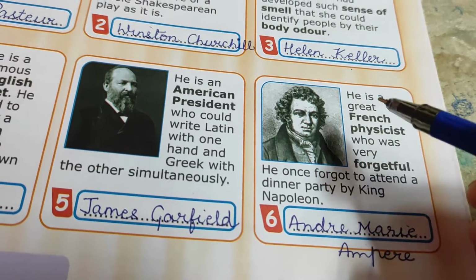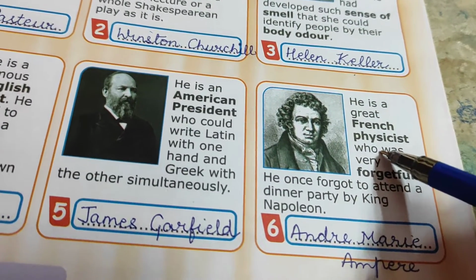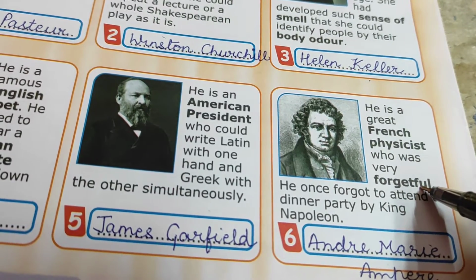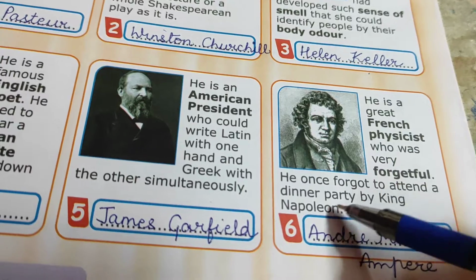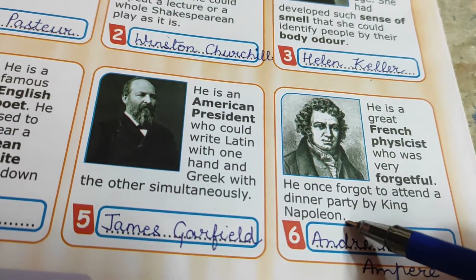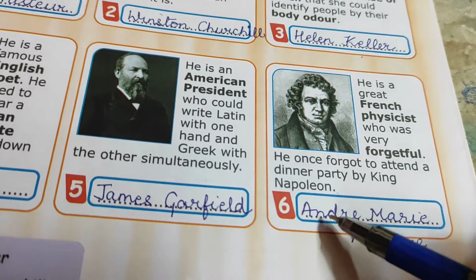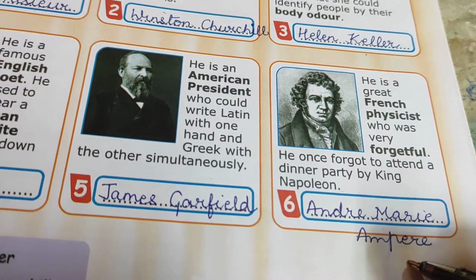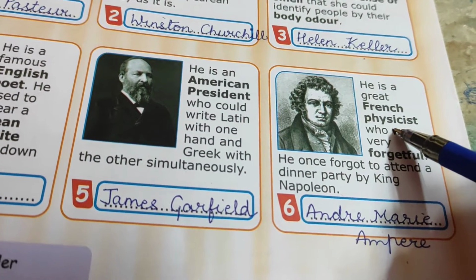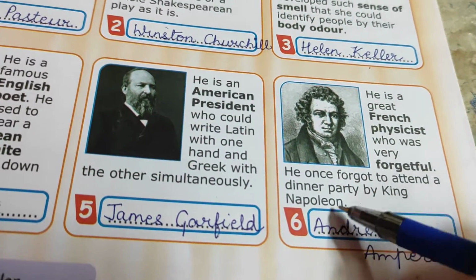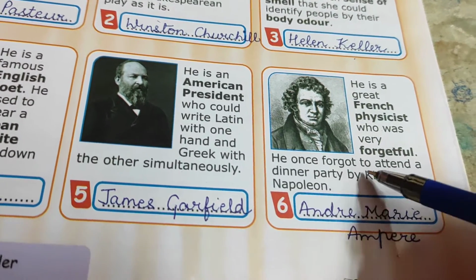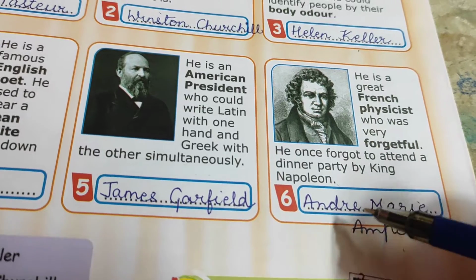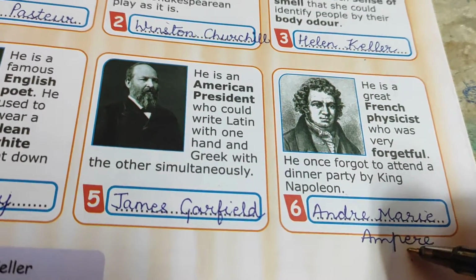The last one is a great French physicist who was very forgetful. Now, he was a forgetful person and he once forgot to attend a dinner party by King Napoleon. So, this person was André-Marie Ampère. He was a great physicist, but he was forgetful. And having a dinner with King Napoleon, I think, was a great matter of honor, but he forgot to attend that. And he was André-Marie Ampère.